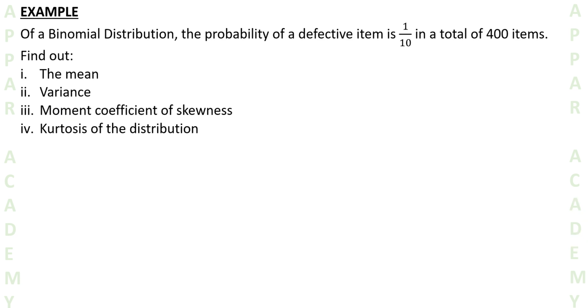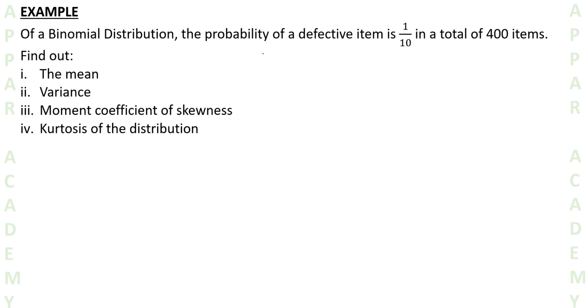Right? So now let's move towards the example. We have taken a very basic example where we are saying of a binomial distribution, the probability of a defective item is 1 by 10 in a total of 400 items. Now let's see what the question asks us: the mean, the variance, moment coefficient of skewness and kurtosis of the distribution. So from this, what can we say?